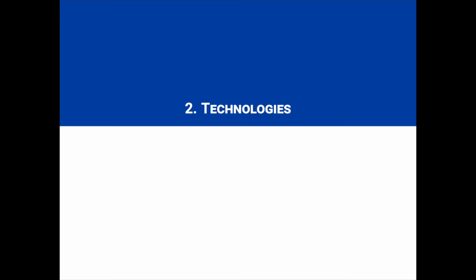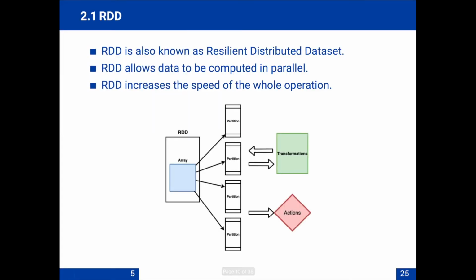Section 2, Technologies. The first technology we use is RDD, which is known as Resilient Distributed Dataset. RDD allows data to be computed in parallel, which improves the efficiency of reading and processing the data. RDD increases the speed of the whole operation as well.